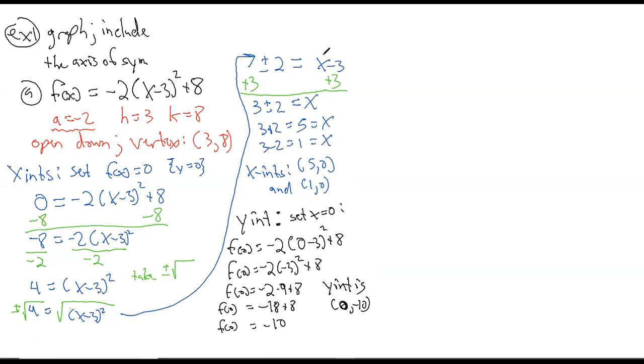Now we have 4 points. Let's go and just mark our 4 points. So we had the 3 comma 8 is the vertex. We had the 2 x-intercepts and the y-intercept. So 3 comma 8, 5 comma 0, 0 comma negative 10. We definitely need a pretty sizable graph.